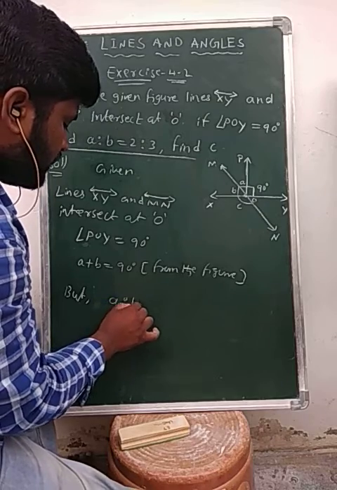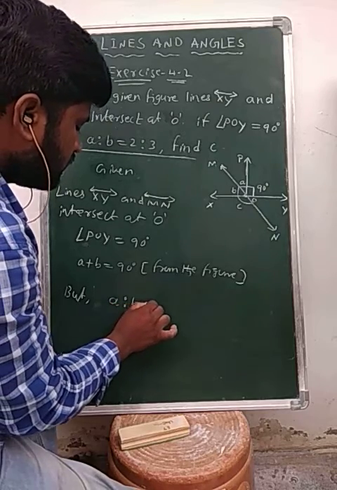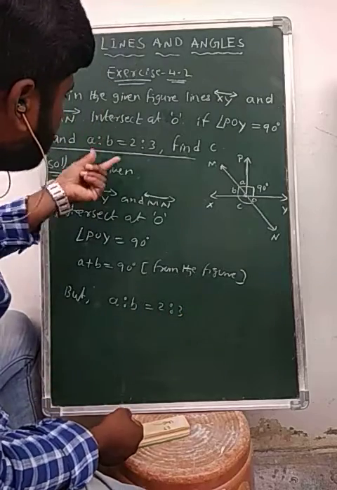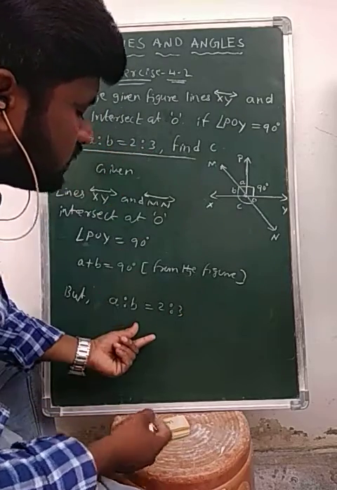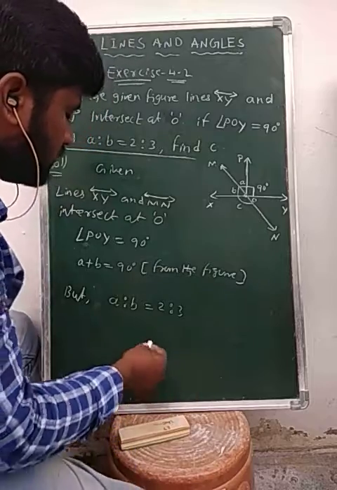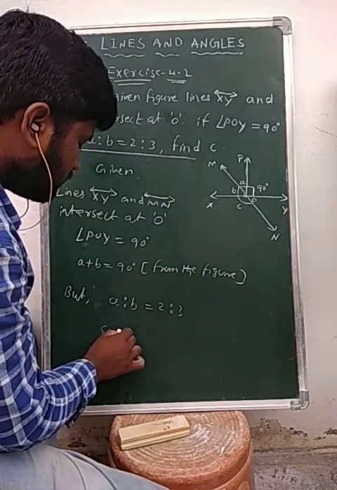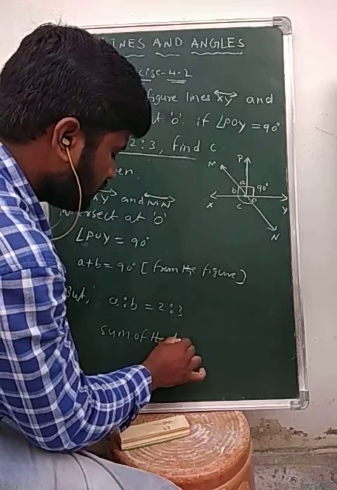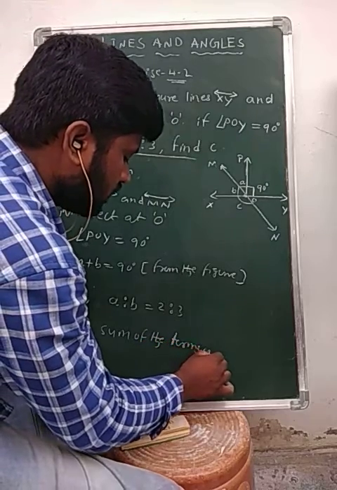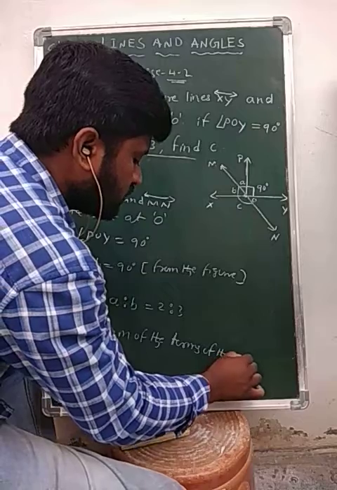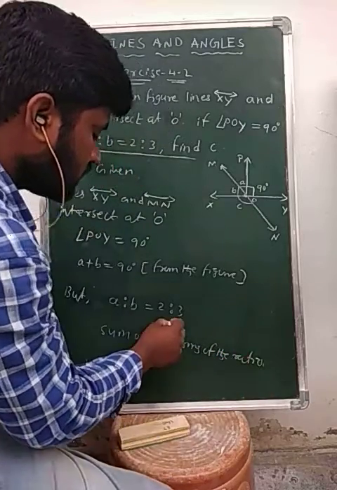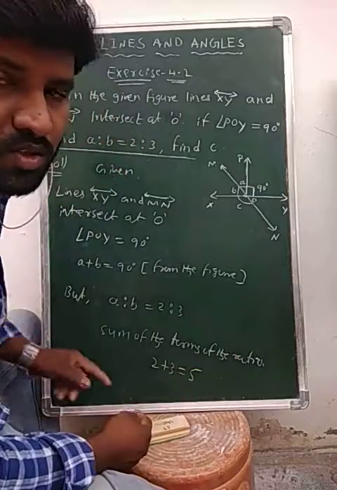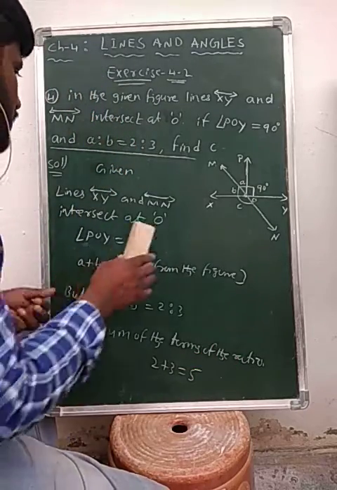But A is to B is equal to 2 is to 3. A is to B is what they given? 2 is to 3. The sum of the terms of the ratio, that is nothing but 2 plus 3 is equal to 5. Okay? Now see what I am doing.